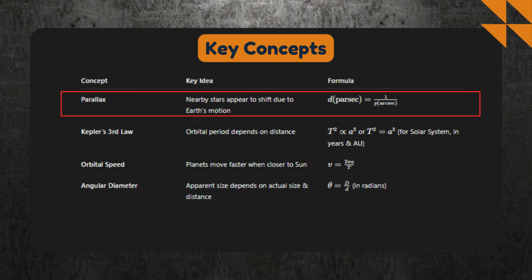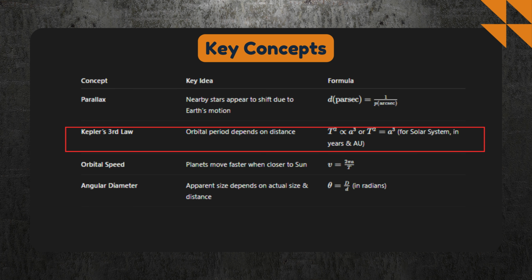Parallax helps us measure distances to nearby stars. The distance in parsecs is simply the reciprocal of the parallax in arcseconds. In other words, distance equals 1 divided by the parallax. Next, Kepler's laws describe planetary motion. Planets move in elliptical orbits, sweep out equal areas in equal times, and their orbital periods squared are proportional to the cube of the semi-major axis.